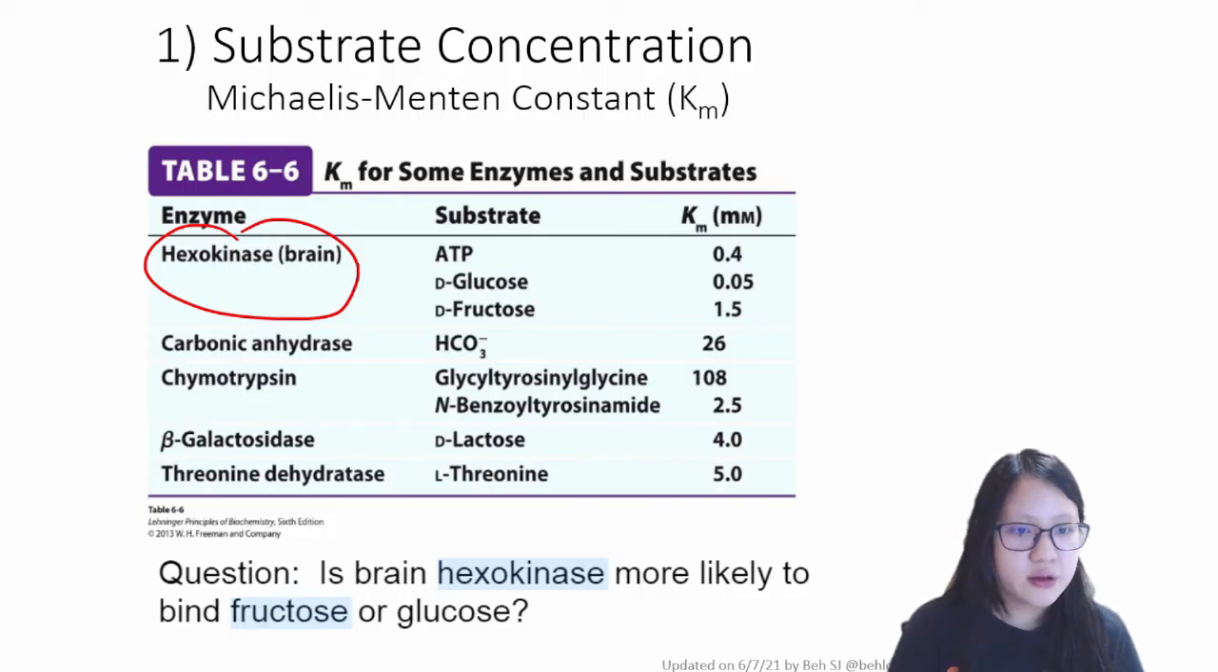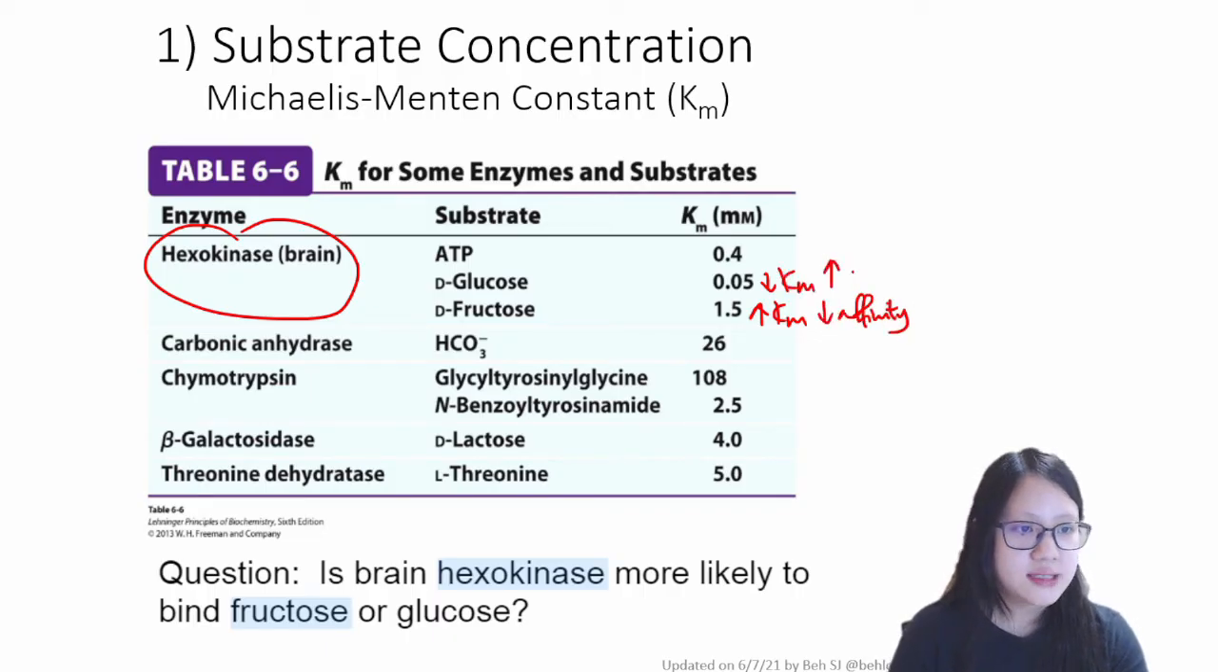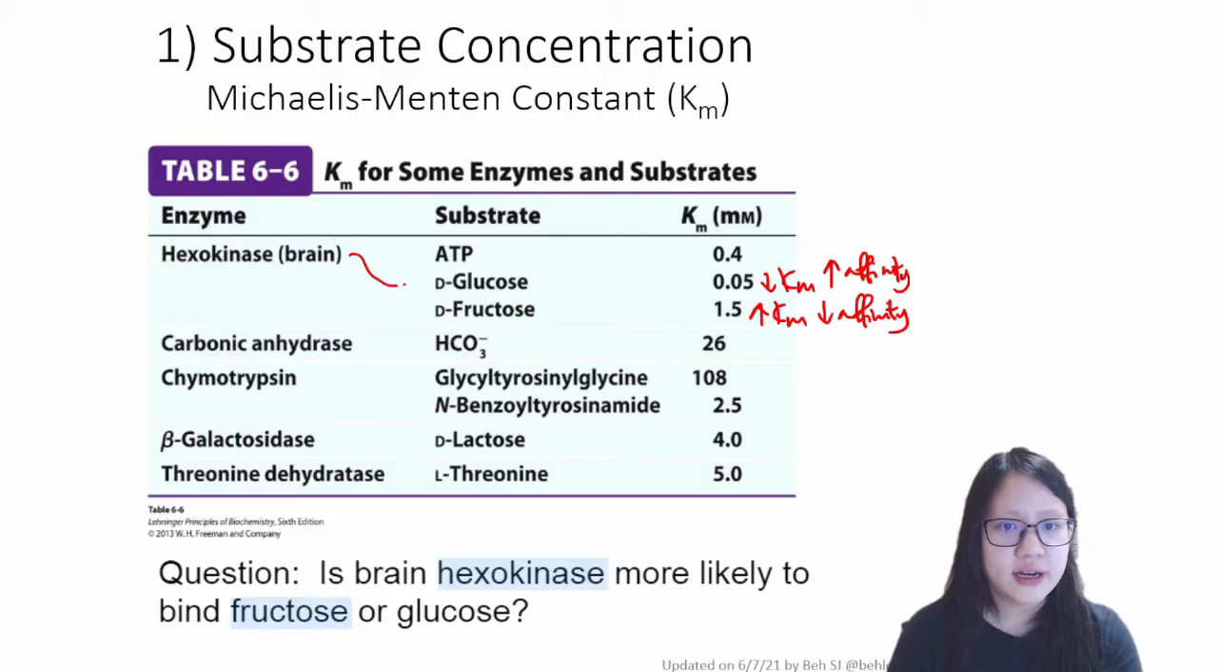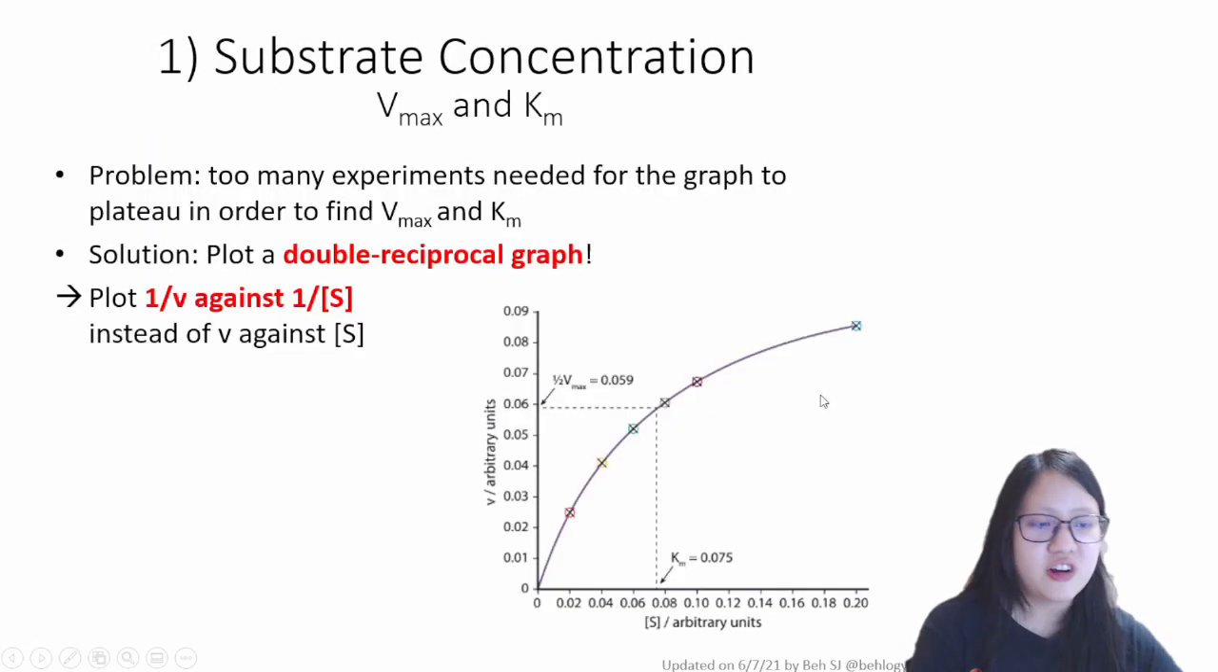Now, let's look at the Km value. Glucose, very low. Fructose, pretty high. High Km means low affinity. Low Km means high affinity. It's opposites. Therefore, hexokinase would be more likely to bind to glucose instead of fructose. Hexokinase has a higher affinity for glucose. Answer: glucose. Okay, so yeah, this can be a very past year question.